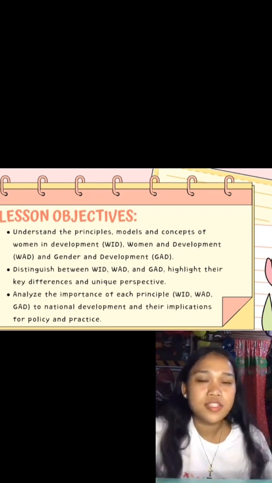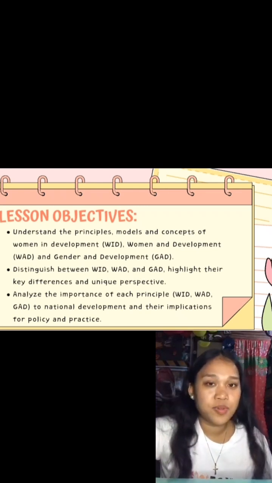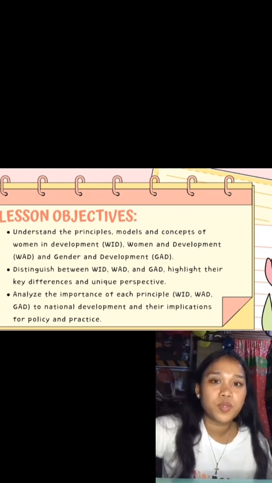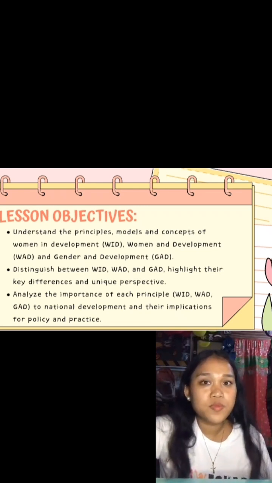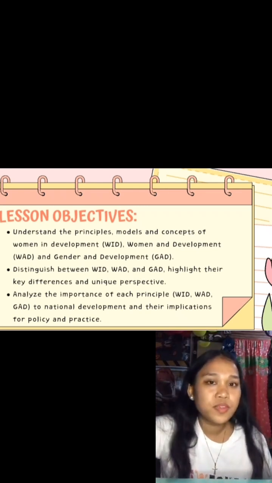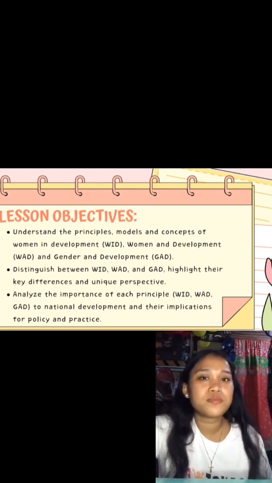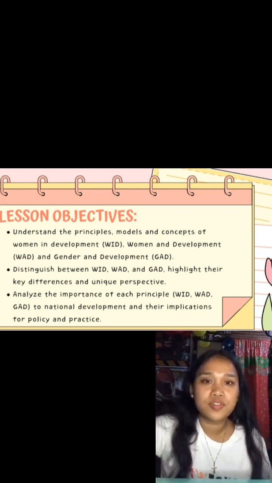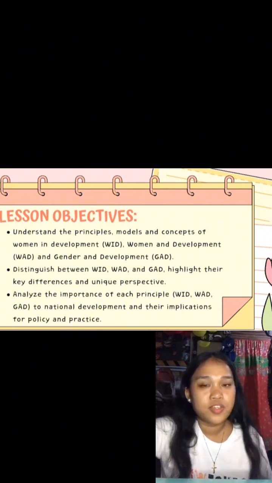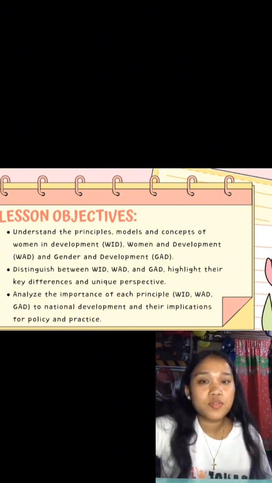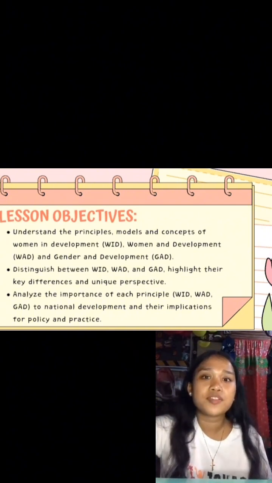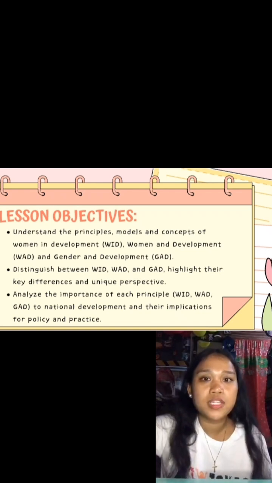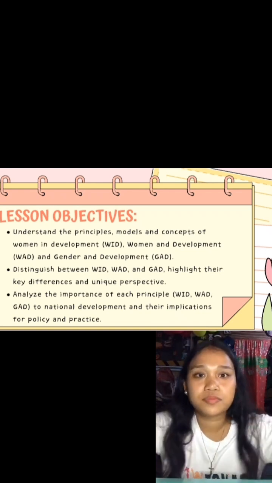So by the end of this discussion, you should be able to articulate the principles of the three frameworks, which are WID, WAD, and GAD. We will also discuss how these models differ from one another and their implication for national development. So this understanding is very crucial as we address the dynamics of gender and development discussions.